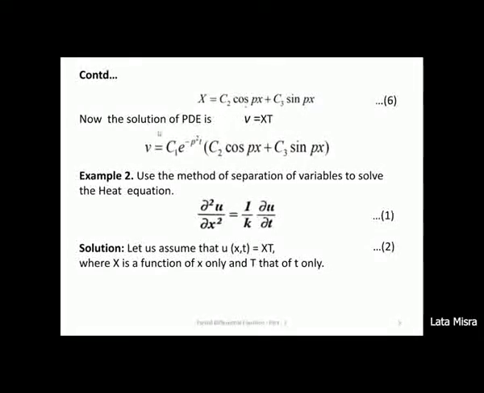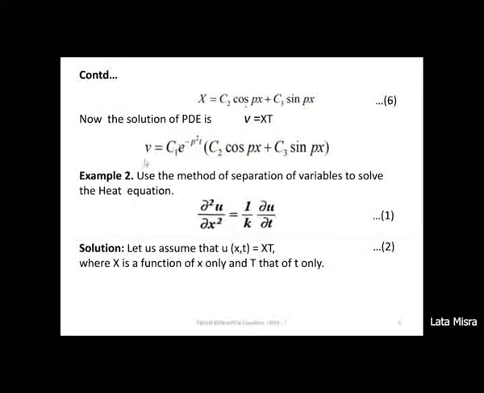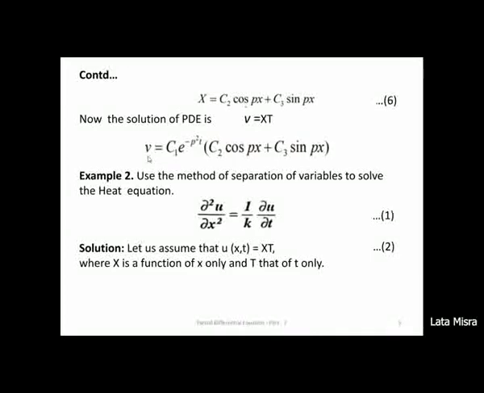And now the solution of the partial differential equation is given as v equals X T. We substitute the value of capital X and the value of capital T. We get the solution of the partial differential equation as v equals c1 e raised to minus p square t, (c2 cos px plus c3 sin px).